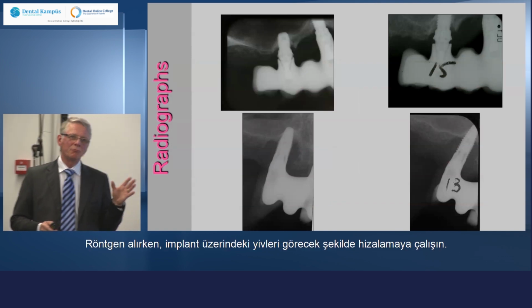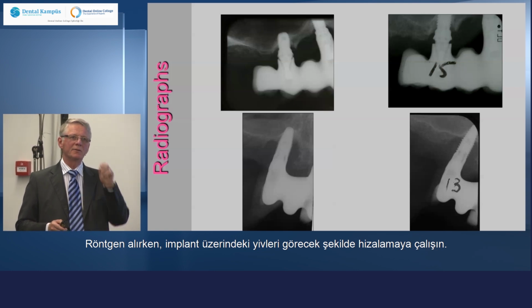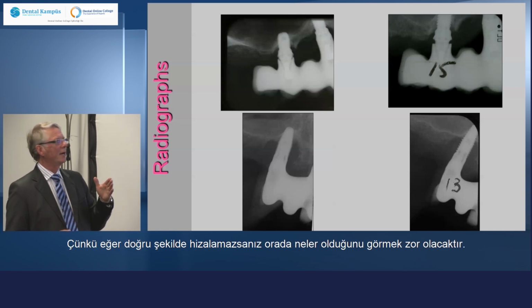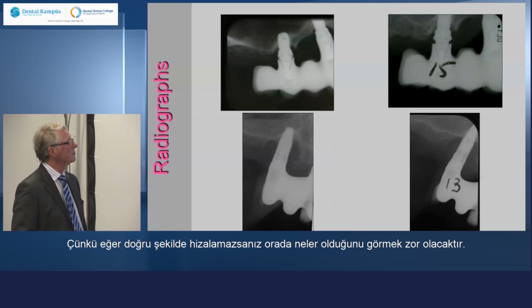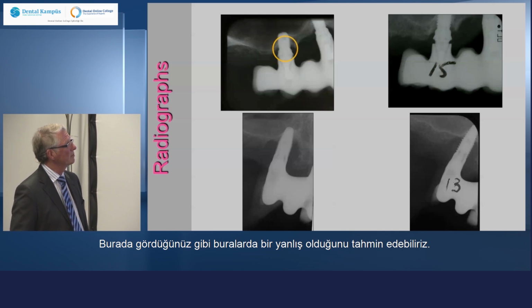When we are taking radiographs, try to align them in a way that we can see the threads of the implants, because if we don't align them in the correct way, it's difficult to see what is really there. And this, you see, we can anticipate there is something wrong here and something wrong there.